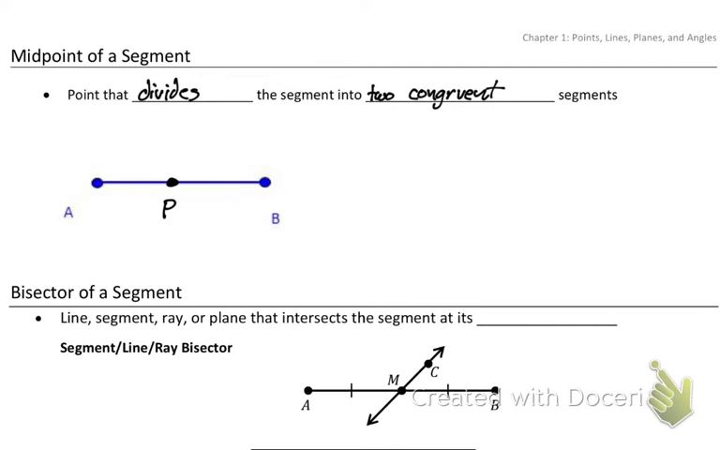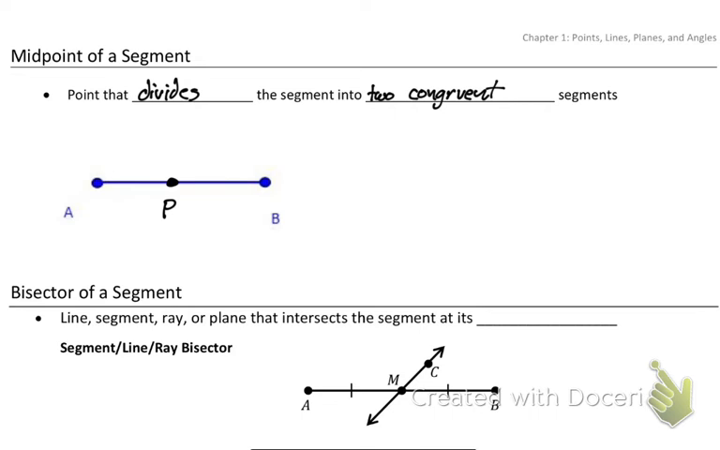How in the drawing do I know that's a midpoint? Mine doesn't quite look like it's in the middle, right? There's something I could do to make sure that the person reading it knows it's a midpoint. The hint is it divides it into two congruent segments. What can we do to show segments are congruent? What was that? Tick marks.